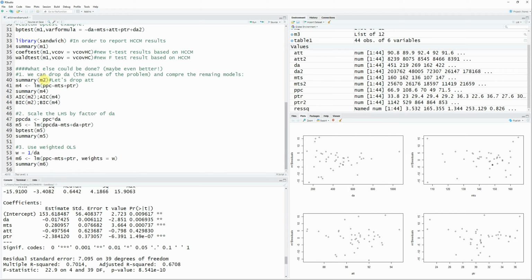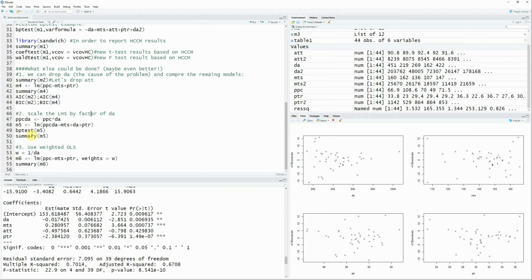And another thing is just drop the variable that was causing the problem and don't deal with that one. So we're not going to do that here. Let's go with the second solution. So we want to scale this problem. What we're going to do, we go with per pupil cost.